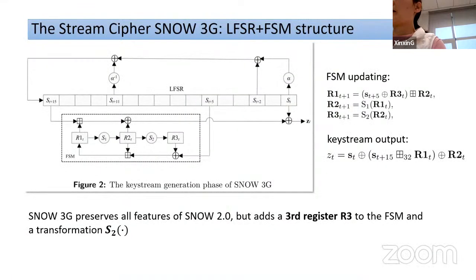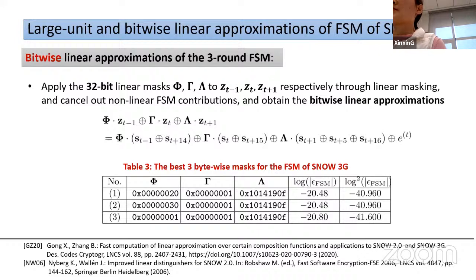Next, we compare the large unit and bitwise approximations of Snow3G. Snow3G preserves all features of SnowB, but adds a third register to the FSM. For the bitwise approximations, we consider 3 consecutive rounds to cancel out the nonlinear contributions using the linear masking method, and finally obtain the bitwise approximation of the 3-round FSM. For computing the correlations, we use the constant time algorithms in the following literatures. Our best 3 mask tuples are listed in this table, in table 3.